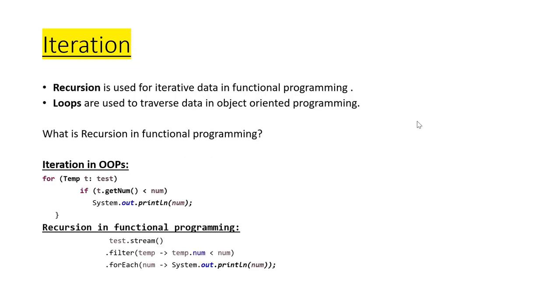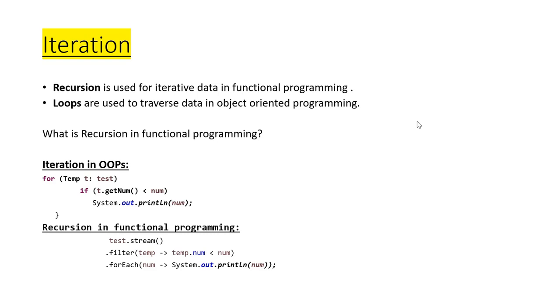Okay, next is iteration. So functional programming follows recursion for iterative data, while object-oriented programming uses loops for traversing the data. So what is recursion in functional programming? Recursion is when a function calls itself directly or indirectly. Okay, and the function calling itself is a recursive function. It is mainly used when the solution to a bigger problem can be expressed in terms of smaller problems.